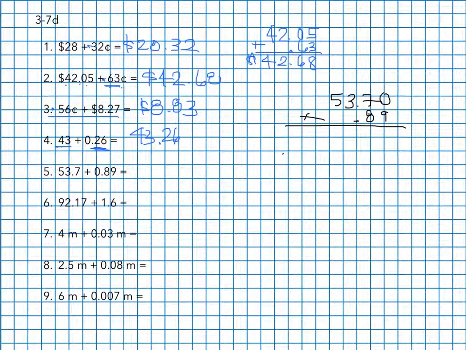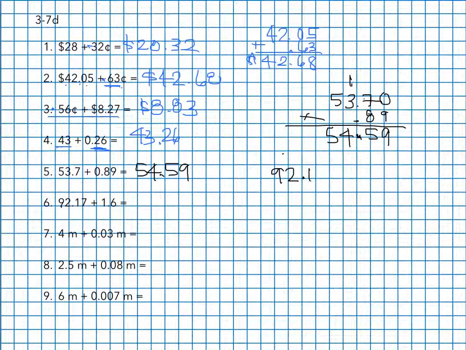And I'm adding, so 0 plus 9 is 9. 7 plus 8 is 15. Write down the 5, carry the 1. See, I brought my decimal point right there. 1 plus 3 is 4. And then we have 54.59. It's not dollars yet, so 54.59.